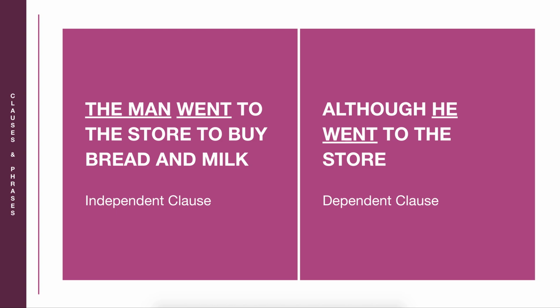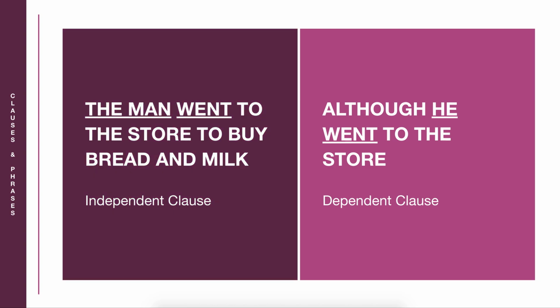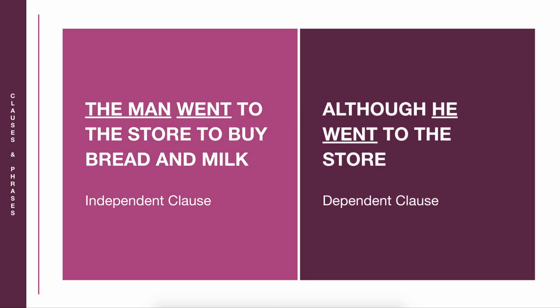Here are some examples of those. First off, the man went to the store to buy bread and milk. That is a complete thought. It makes sense on its own, so it is an independent clause. The next one, although he went to the store, does not make sense by itself. It is not a complete thought, therefore it is a dependent clause.